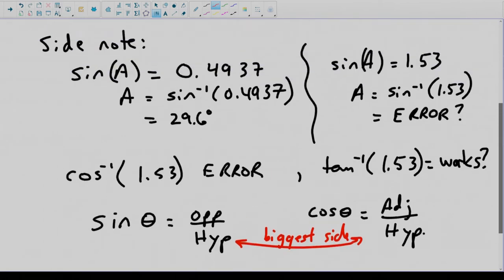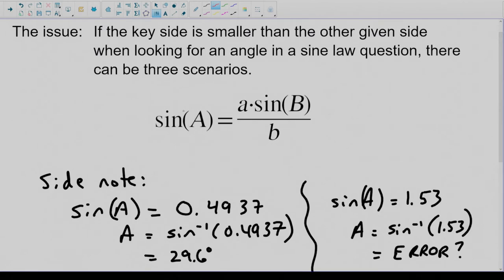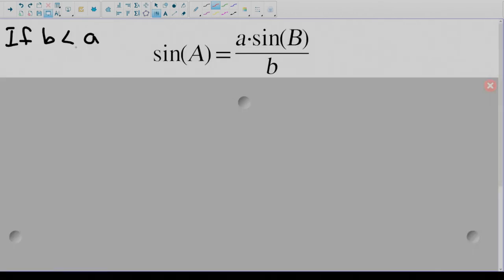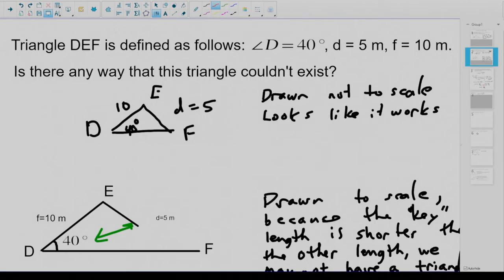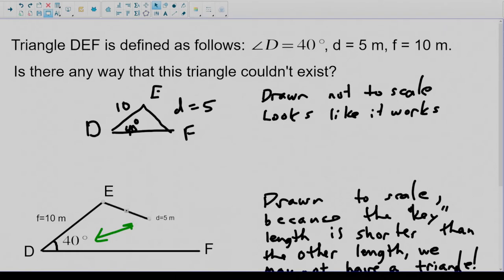Well, for us, because we're doing the arc sine here, this ratio has to be less than 1. So between 0 and 1 for this to work. Well, if B is smaller than A, if I go back to this picture here, I just told you that there are different possibilities. We could have a scenario where we have a right angle triangle, we could have a scenario where we have no triangle, and then there's one other scenario, okay, which I'm going to talk about in a second.